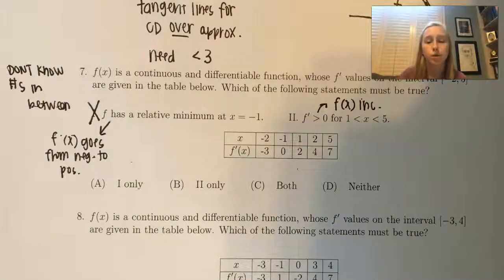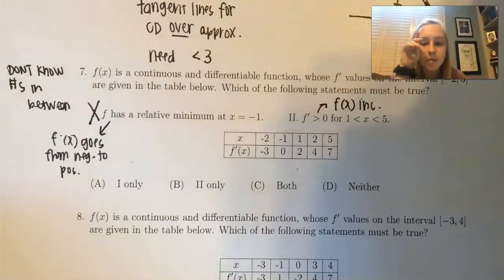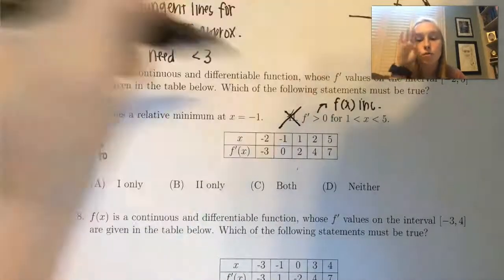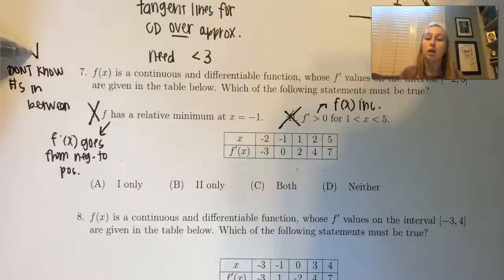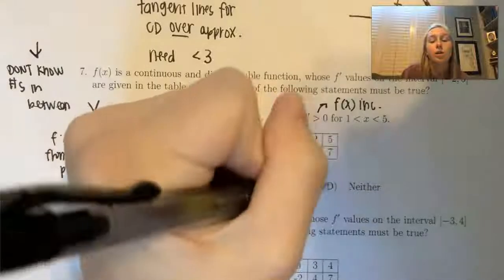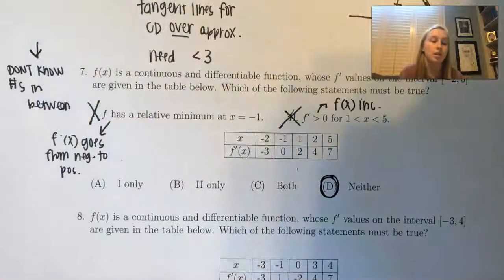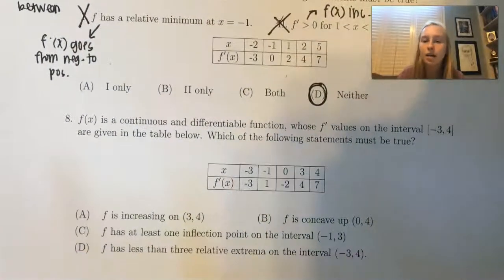Okay, moving on to statement number 2. Statement number 2 says that f prime is positive for x in between 1 and 5. So that means that the actual function is increasing. And that looks like it's right, because it goes 1, 2, 5, and f prime of x goes 2, 4, 7. But once again, you don't know the numbers in between the given values, and it could skyrocket in between and look like a big zigzag. There could be a random negative number in there, and we don't know. So technically, it is not right. So technically, the answer is D, neither. Stupid, right? I'm sorry.